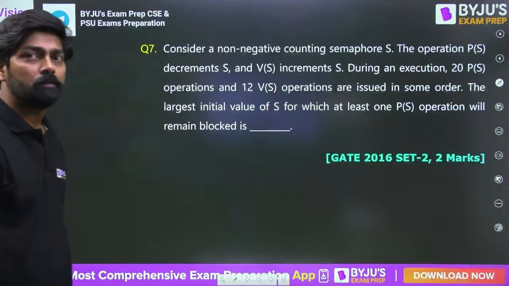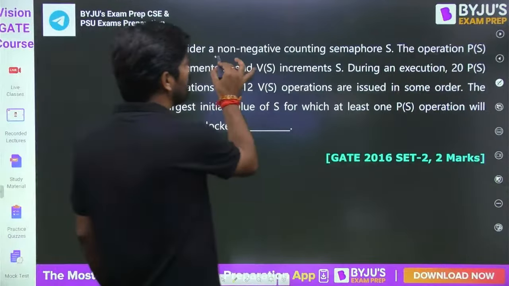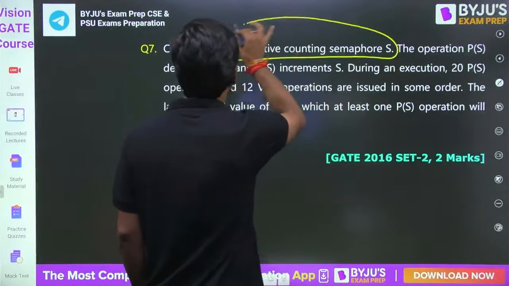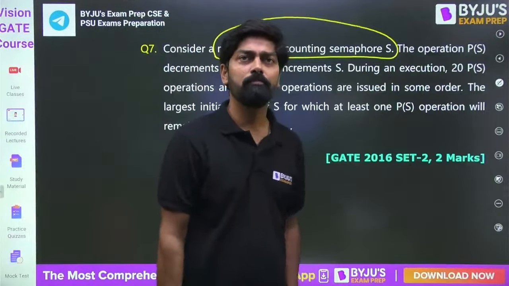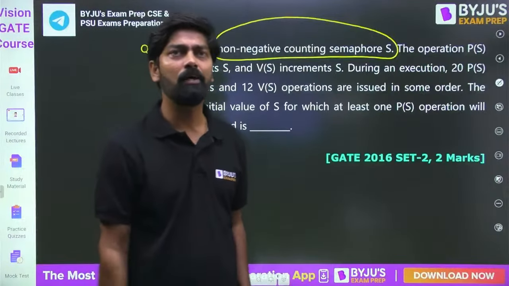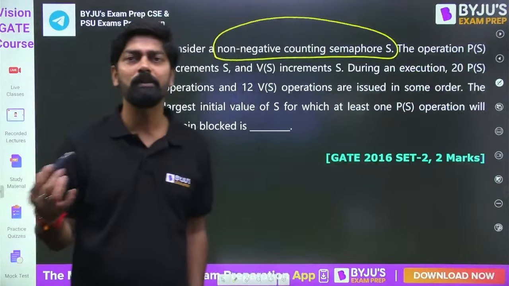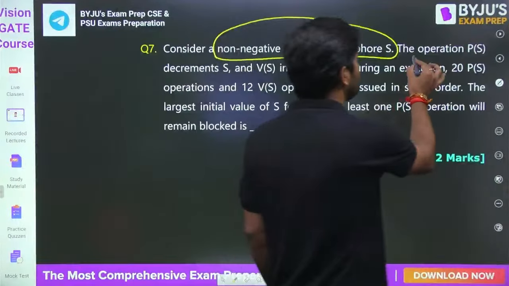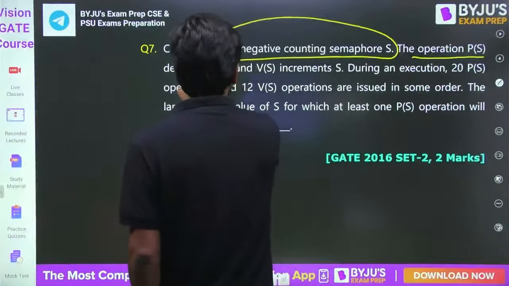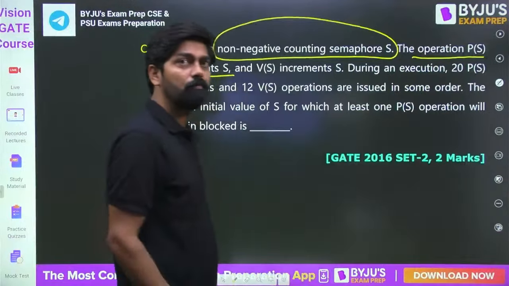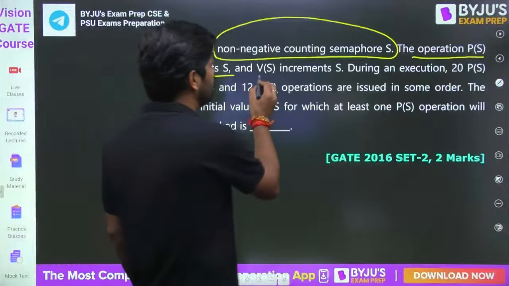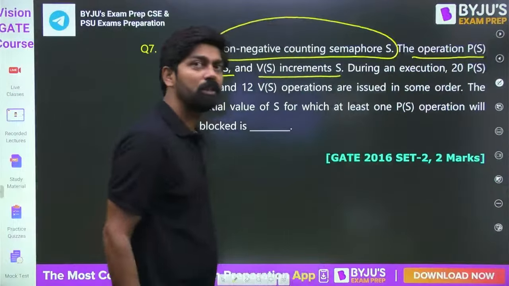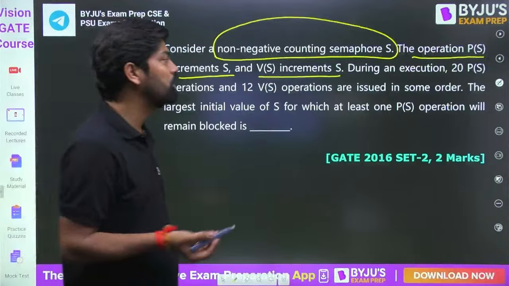So they are talking about a non-negative counting semaphore S. There are two types of semaphore. I think everyone knows binary semaphore and counting semaphore. Binary semaphore has value 0 and 1, and counting semaphore has value from minus infinity to plus infinity. Fine. The operation P of S decrements S. Everyone knows P of S is nothing but down of S. It will decrement the value of the semaphore. And V of S is nothing but signal of S. It will increment the value of S.